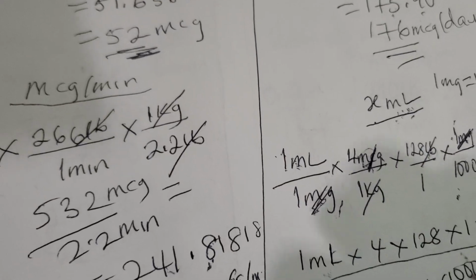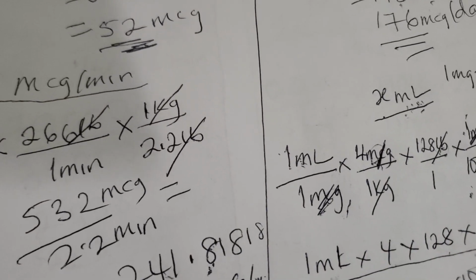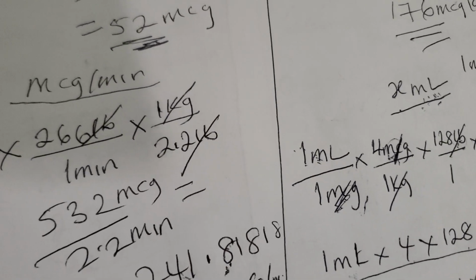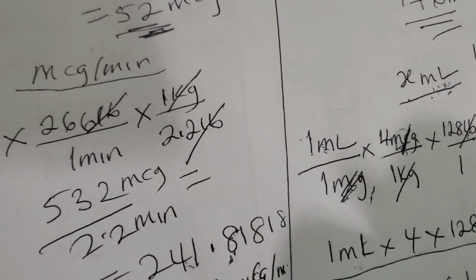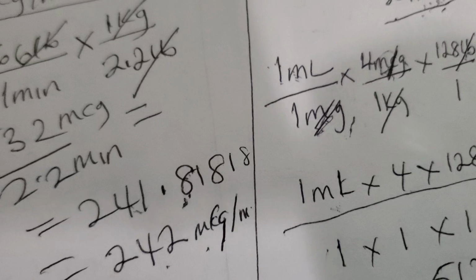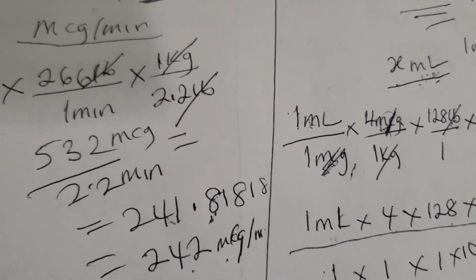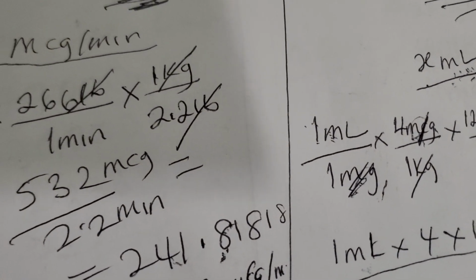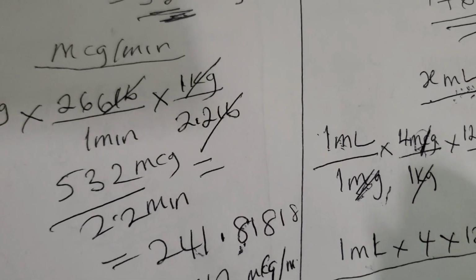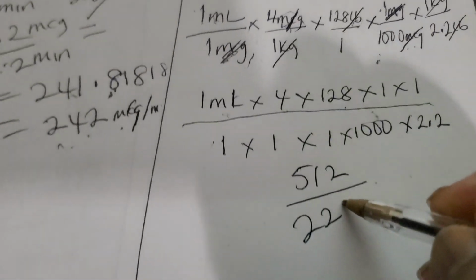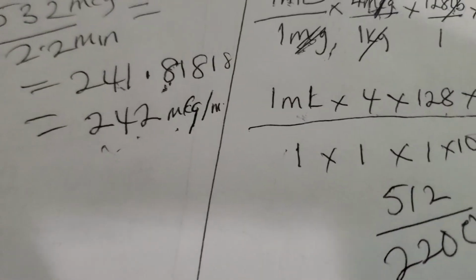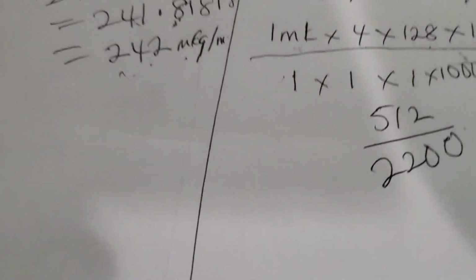Now let's do the math. 4 times 128 should give us 512. 4 times 128 is 512. Now we have 1,000 times 2.2. This will give us 2200. There we go. All right. We have the ml.